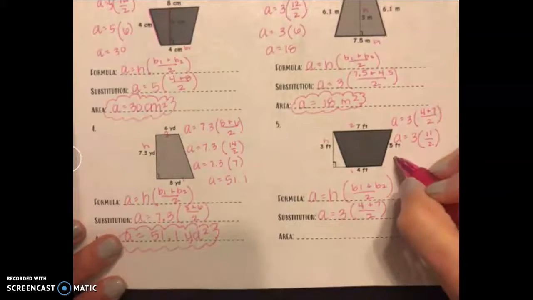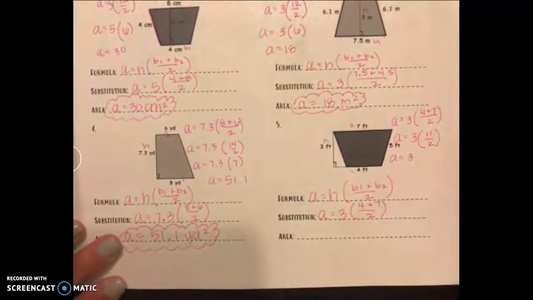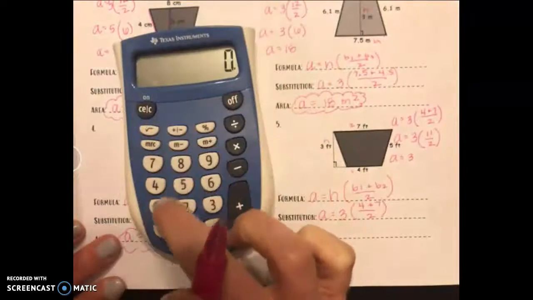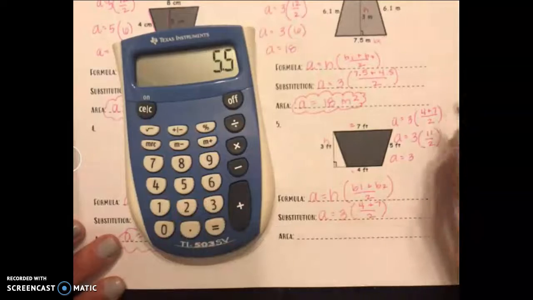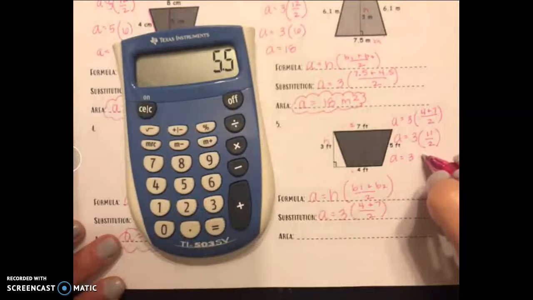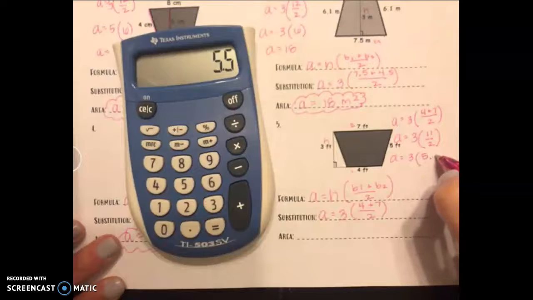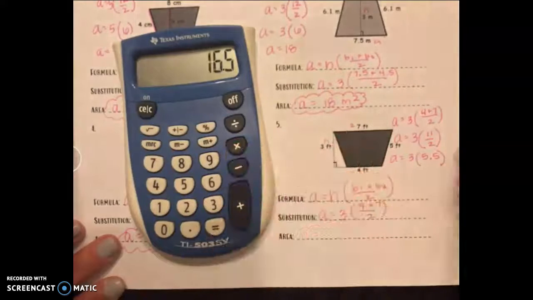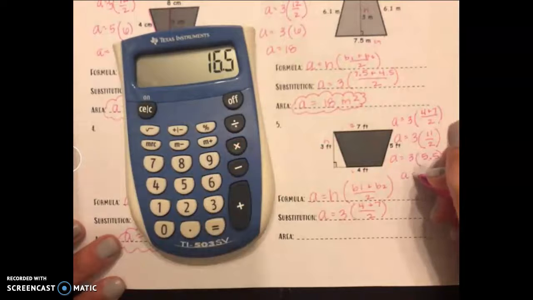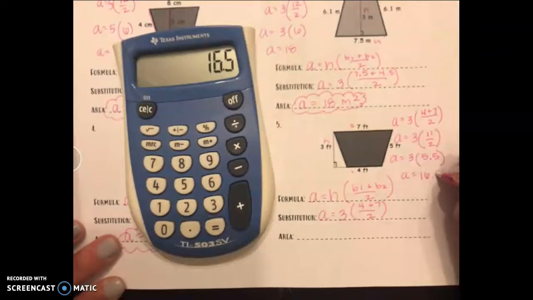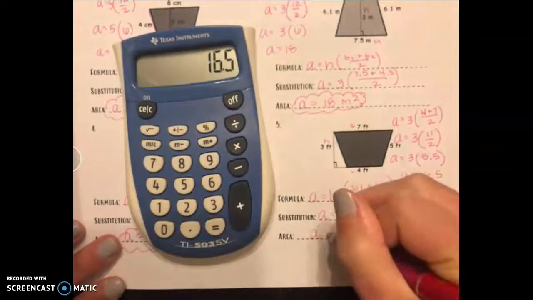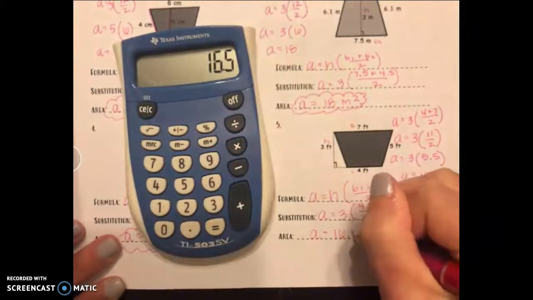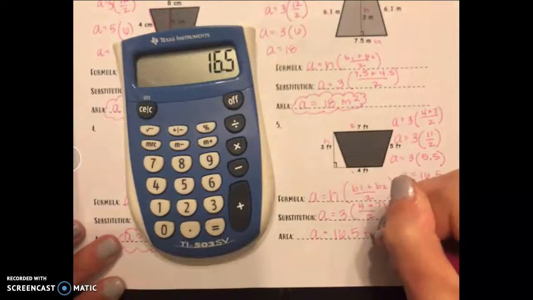All right, area equals 3 times... if you don't know this one by heart, that's okay. 11 divided by 2 is 5.5. And then we're going to multiply that by 3, which gives 16 and 5/10. So area equals 16.5 meters squared.